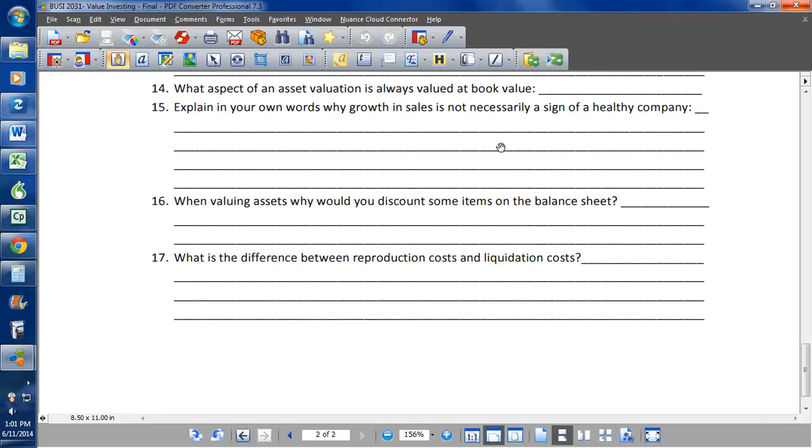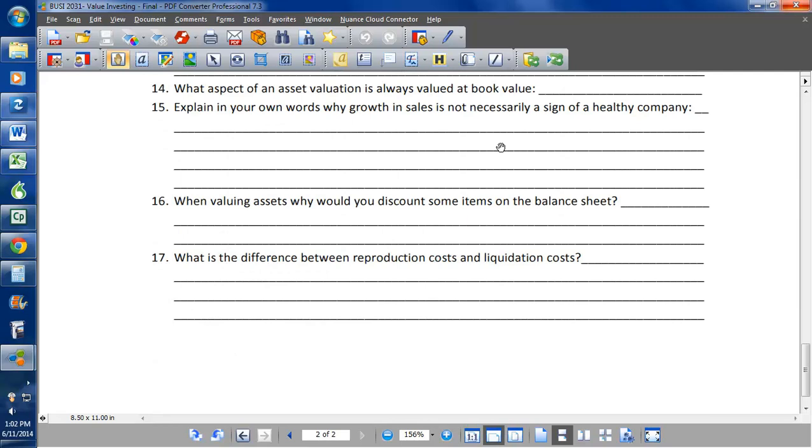Number 16, when valuing assets, why would you discount some items on the balance sheet? Well, the reason that you would discount some is that, going back to that same example with the VHS, maybe the inventory, even if it's not a dying industry, say you're buying a company and you've got 10,000 of whatever it is that this company is going to sell, chances are they're not going to sell all of them. In order to value their inventory at 100% of its value, they would have to sell every single one of them, right? And a lot of times companies don't sell all of their inventory. So you don't want to give it at 100%, because then the only way to ever get that is to sell everything, and most of the time companies don't do that. So you would look at inventory and maybe give it 85% of its value, knowing that they're probably not going to sell every last thing that they have, right?